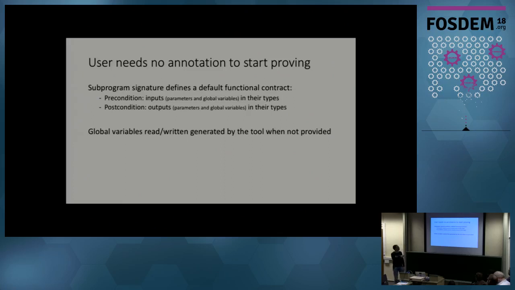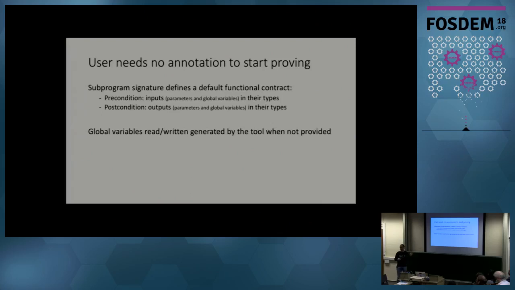So every subprogram signature, in fact, has a precondition and a postcondition which is implicit in its signature: all inputs of the subprogram are in their types, and when you return, all outputs are in their types. There are some consequences in terms of what you initialize, of course. So SPARK is a bit stricter than Ada in that respect: when you're passing things around, they have to be fully initialized in their types. But that gives a really reasonable default functional contract.